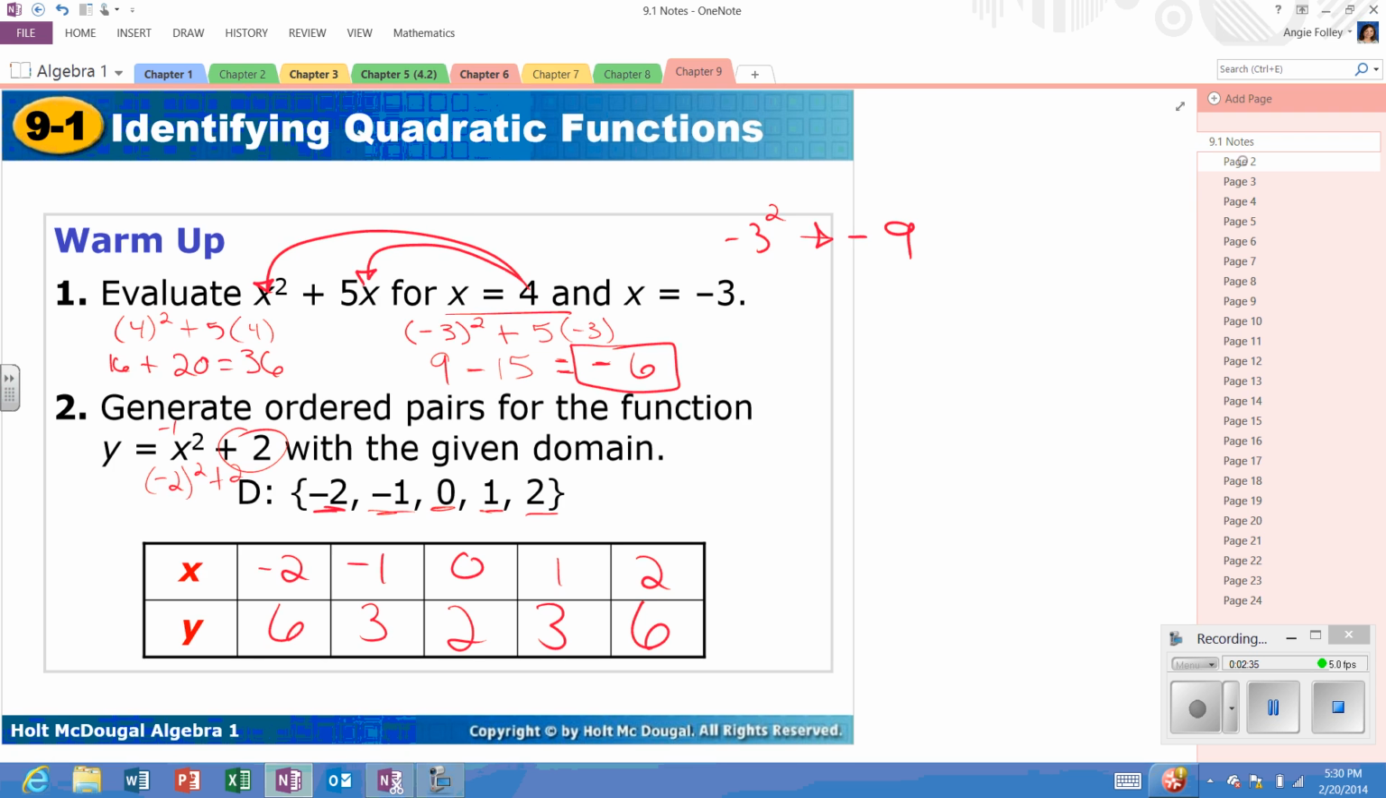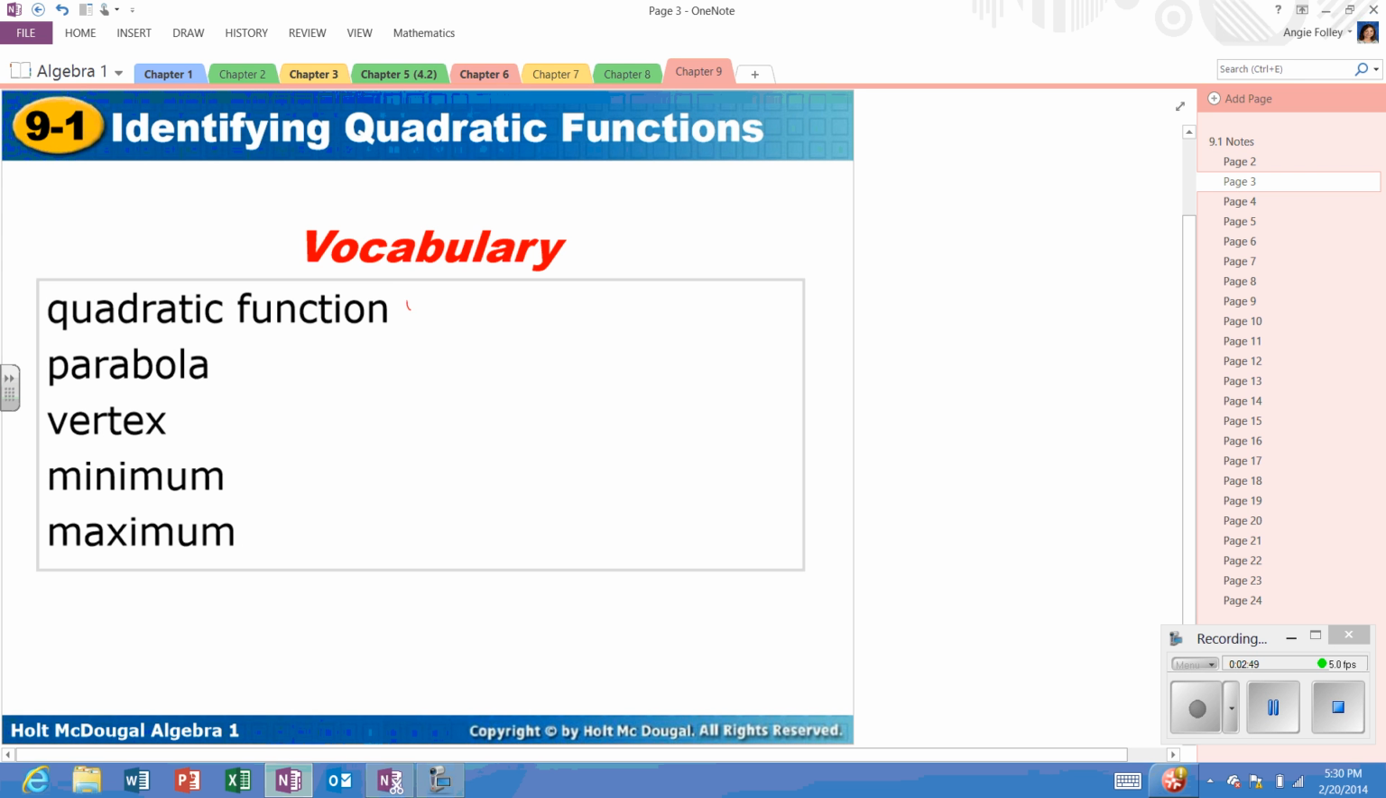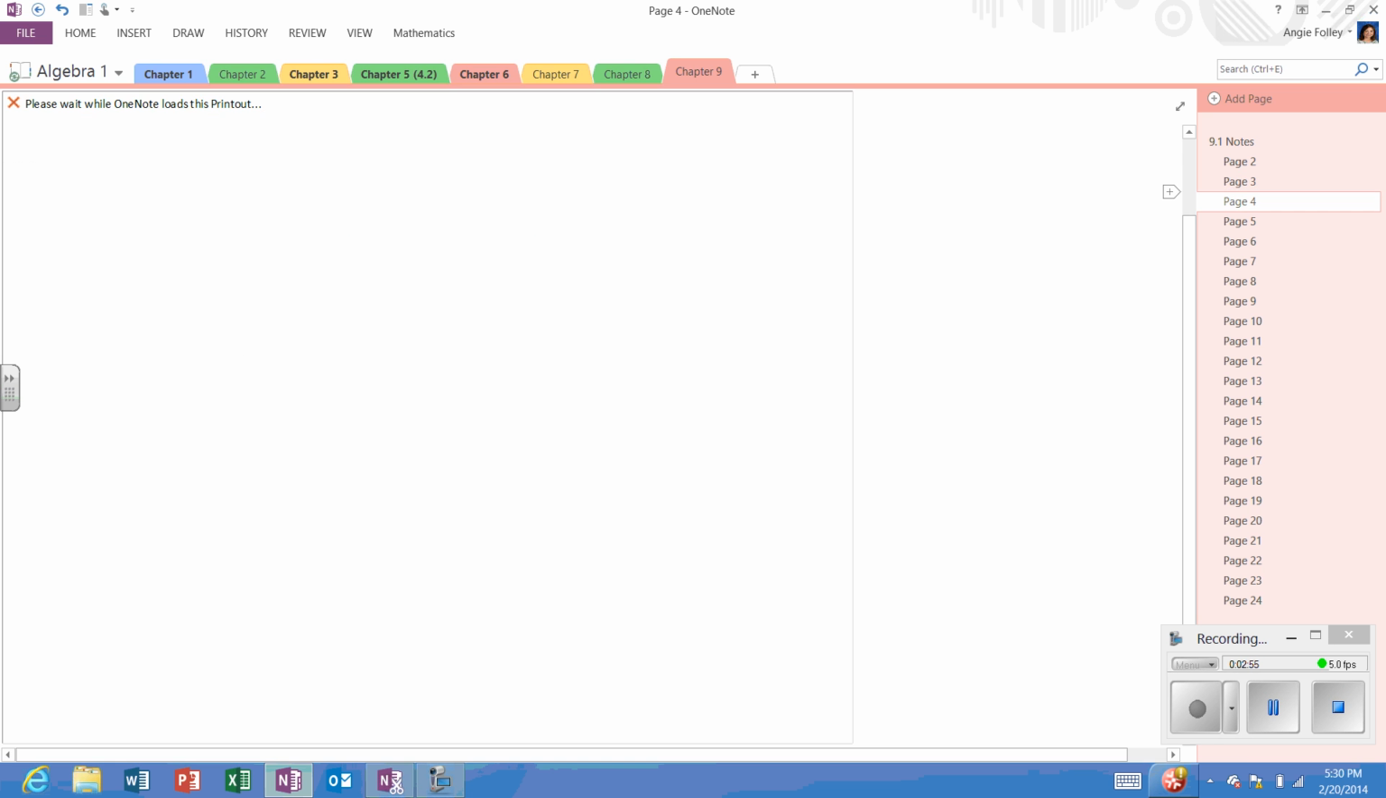Okay? Excuse my cold. So we're going to identify quadratic functions and determine whether they have a minimum or maximum. We're going to look at what those words mean today. And then graphing a quadratic function if we're given its domain and range. So you're going to hear the words quadratic function, parabola, vertex, minimum, and maximum. Those are the words you're going to hear today.